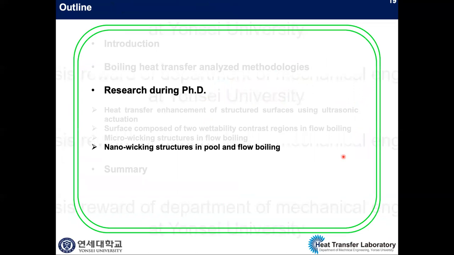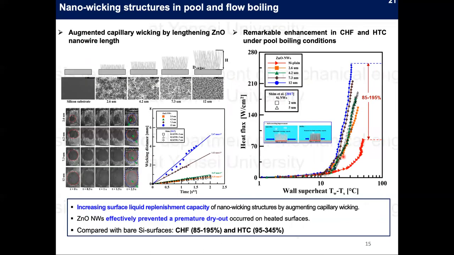Now I'm going to talk about the last part of my PhD thesis. In this part, I created zinc oxide nanowires with various nanowire lengths on bare silicon substrates and determined the surface morphology effect of nanostructured surfaces on heat transfer in pool boiling. Here are the SEM images regarding the tested surfaces, including a bare silicon substrate and surfaces composed of zinc oxide nanowires, varying the nanowire length from 2.6 to 12 micrometer respectively.